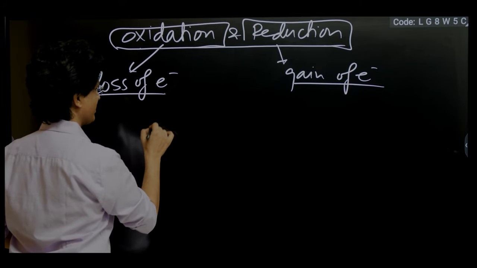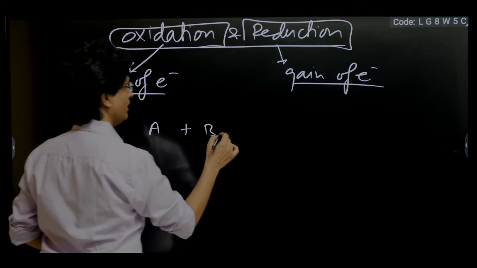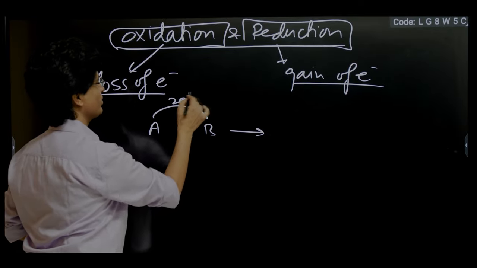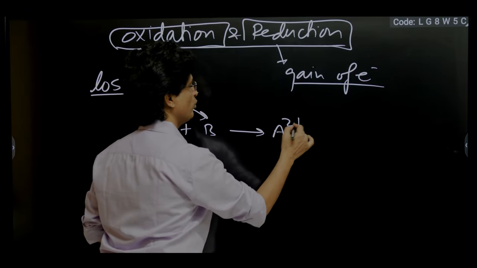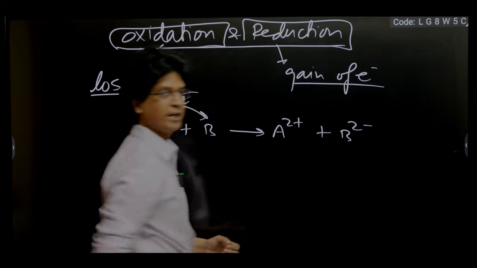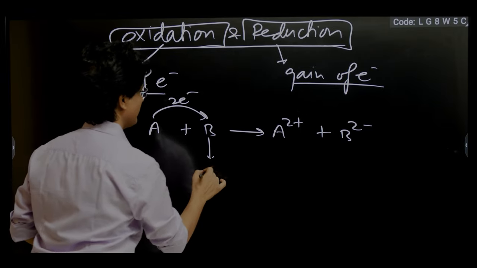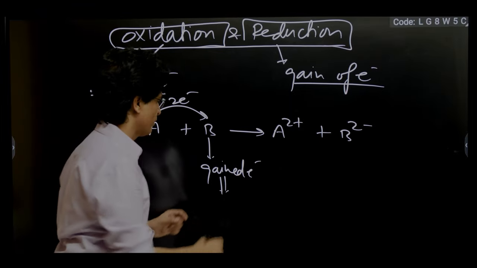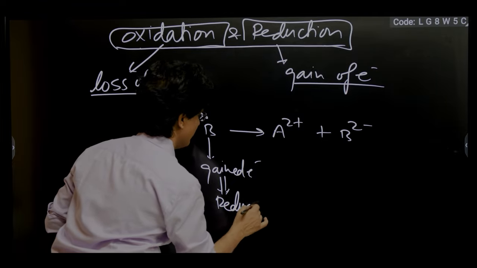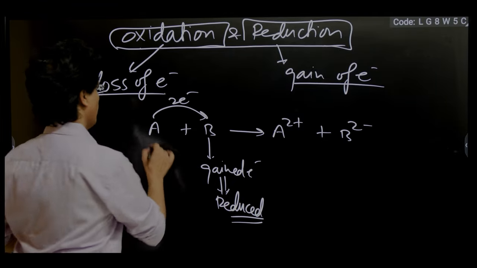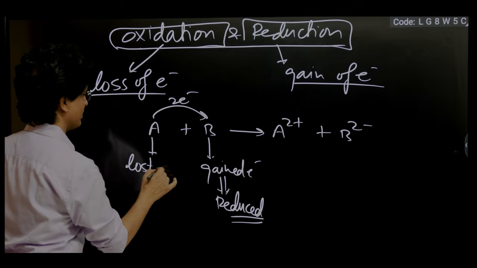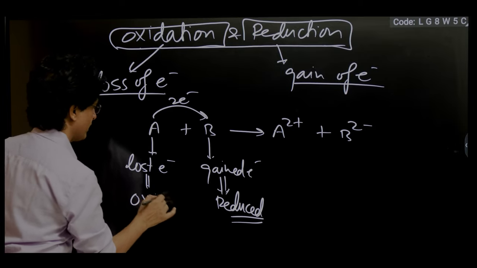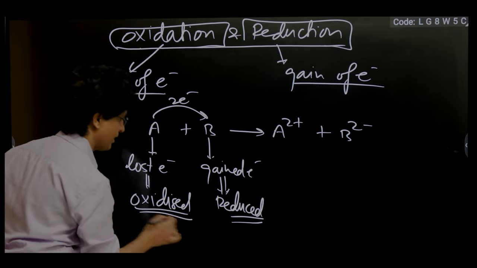Say, for example, there is a reaction of A reacting with B. Now suppose I'm assuming that A is losing two electrons to B. Now this will become A2+ and B will become B2-. So B has gained electrons, and someone who gains electrons is reduced. So I can say that B will be reduced. Also, A has lost electrons, or you can say it has donated the electrons, so it has been oxidized.